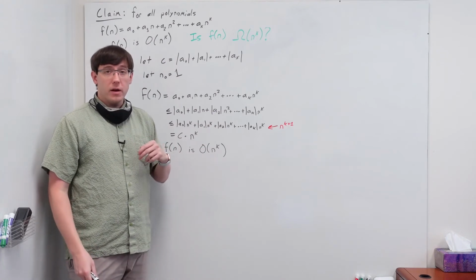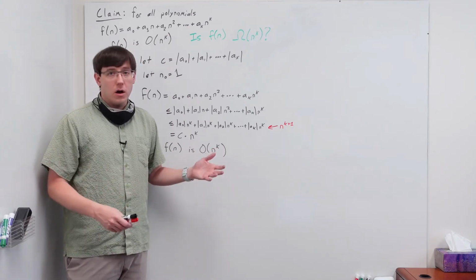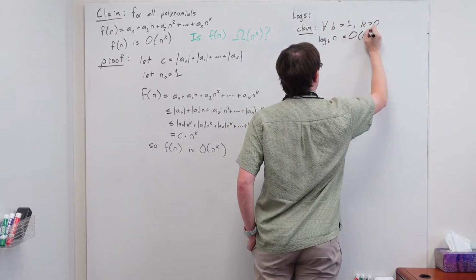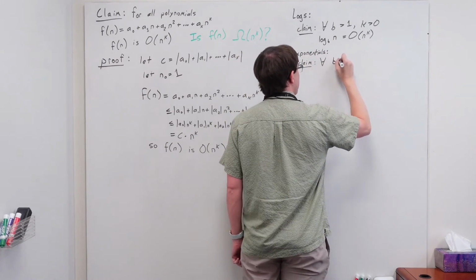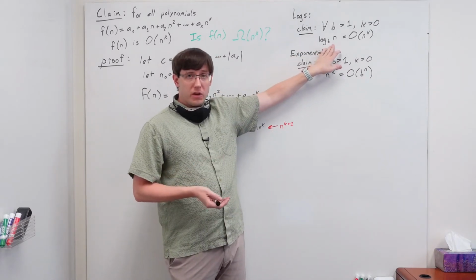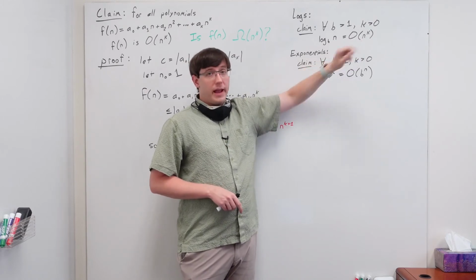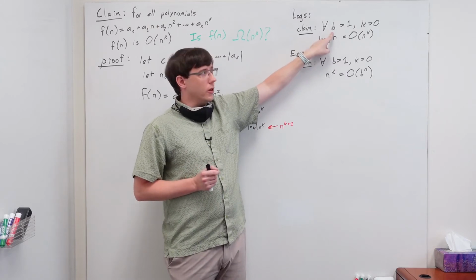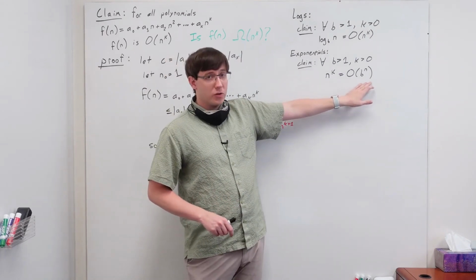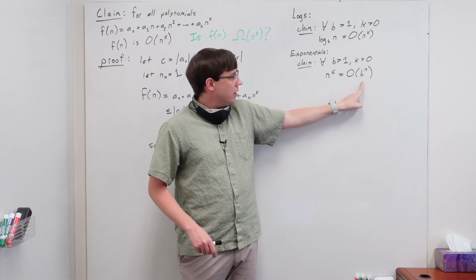But what if we want to compare polynomials to other types of functions? Common ones that come up in running time analysis would include logs or exponentials. So here I am claiming that if we have a logarithmic function and a polynomial function, the log is big O of the polynomial, and that this holds for any base I might choose for the log and any degree I might choose for the polynomial. Likewise, I claim that when comparing polynomials to exponentials, a polynomial of any degree is big O of any exponential, no matter the base.